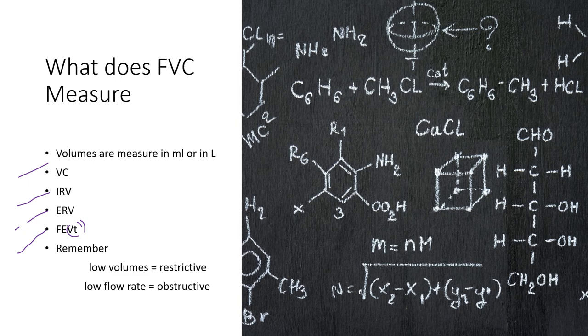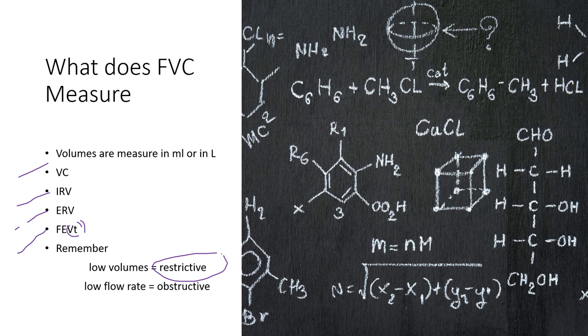Remember, if they have low volumes, that usually means a restrictive issue, whether it's a chest wall or abdomen issue or a tissue issue like pulmonary fibrosis. Or it could be low flow rates, which would be obstructive. Flow rates also come from this test, like your FEV1 percent, which we'll talk about in the next slide. So you'll get volumes and flow rates from this test. That's why it's the most common test out there. If the vital capacity, IRV, and ERV are all low, that indicates a restrictive pathology. If those are low and the flow rates are low, then they have a combined condition.